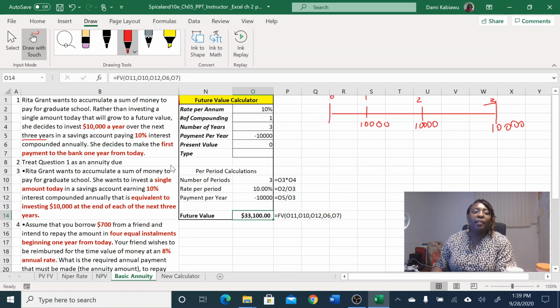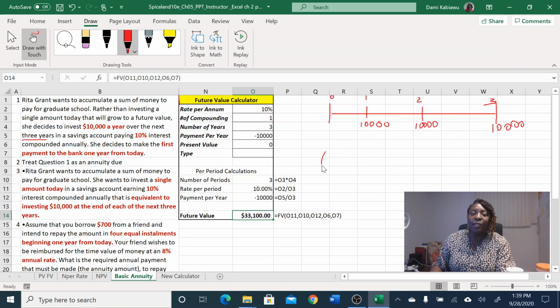Now, the second question says, treat question 1 as if it was an annuity due. There are two types of annuity in finance. We have ordinary annuities and annuity due. With ordinary annuity, the first payment starts in the next period. With an annuity due, the first payment starts immediately.